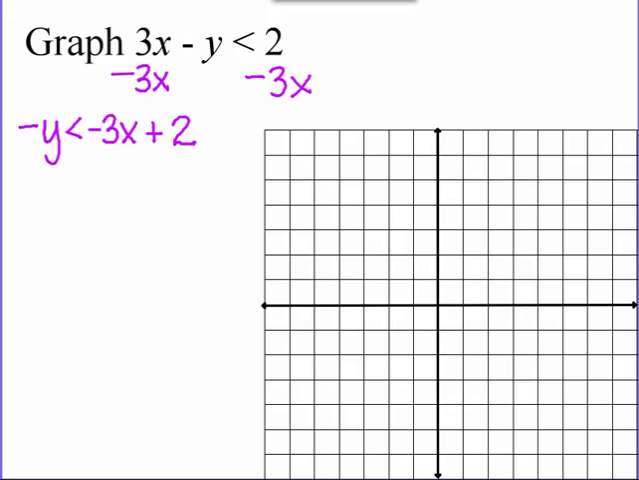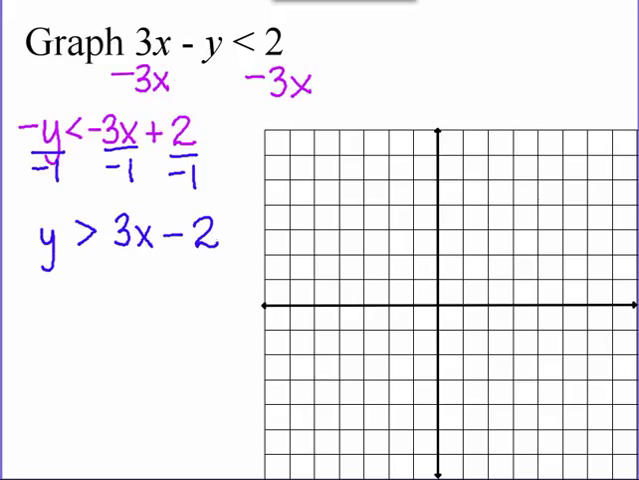Now how do you put this in slope-intercept form? Divide by negative 1. Now what's the important thing since I've got an inequality? I need to switch the inequality. So since I divided by negative 1, I'm left with y is greater than 3x minus 2. That wasn't the only way we could have solved it. We could have added y to start with and then subtracted 2.